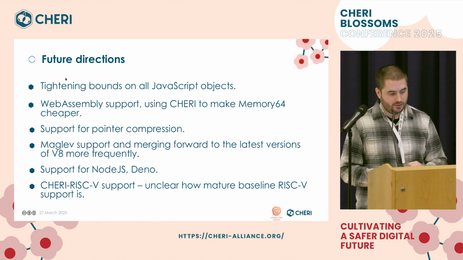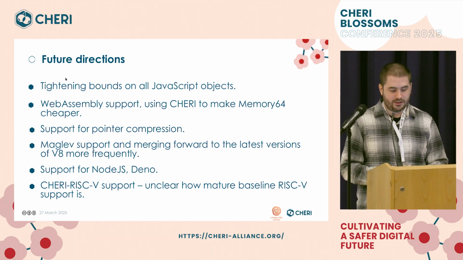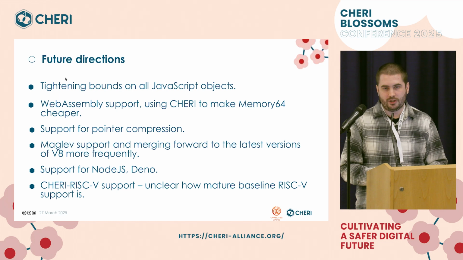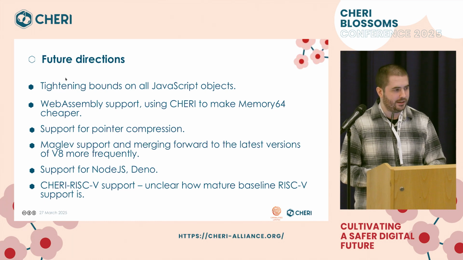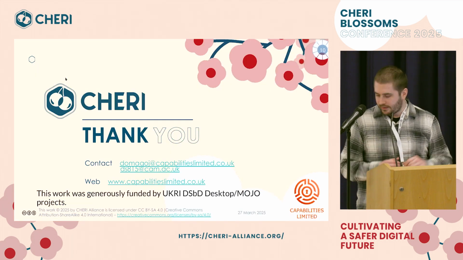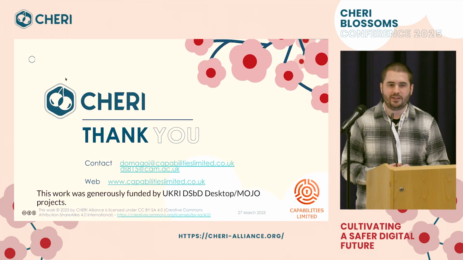We obviously want to support Node.js and Deno, which are the runtimes that most people use. And obviously, we would like to add CHERI RISC-V support. Currently, it is unclear to me how mature the baseline RISC-V support is in V8. It seems to be maintained, but sometimes gets left behind. And that's it. I'm a little bit early, so I'll take any questions.